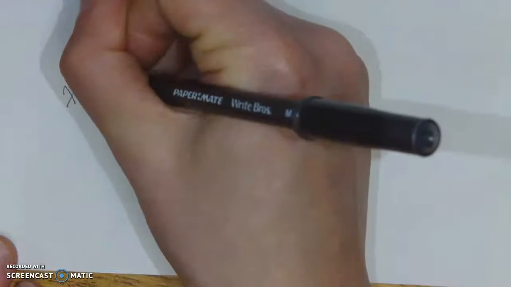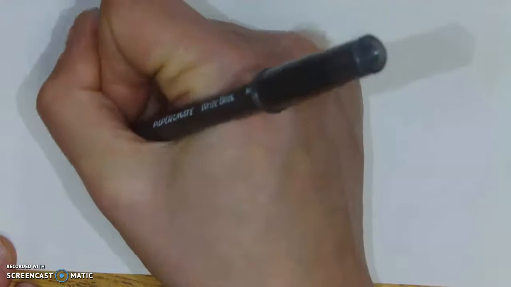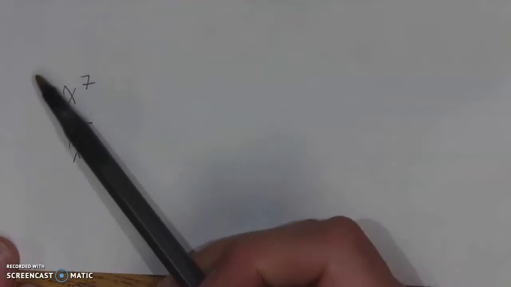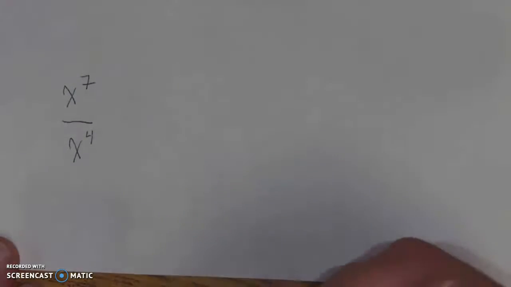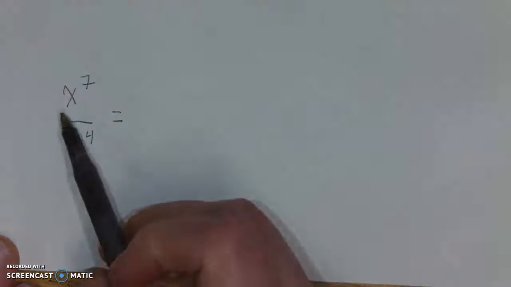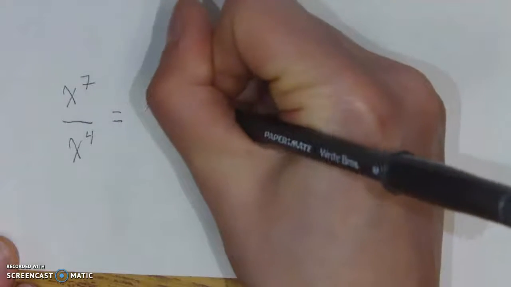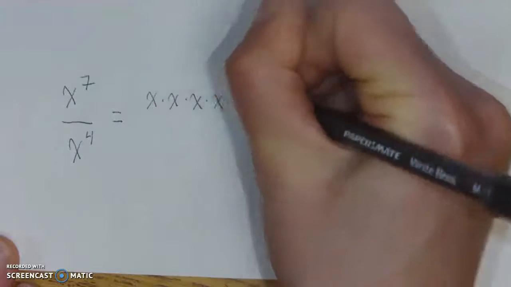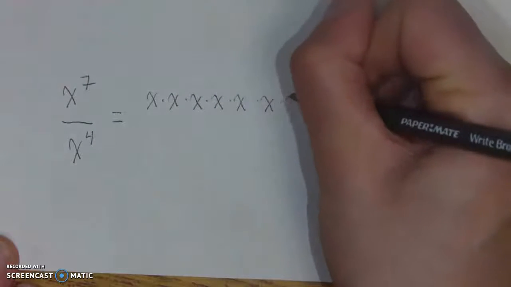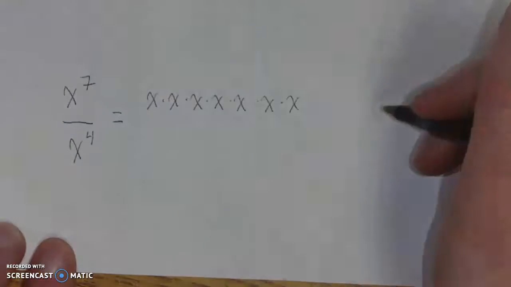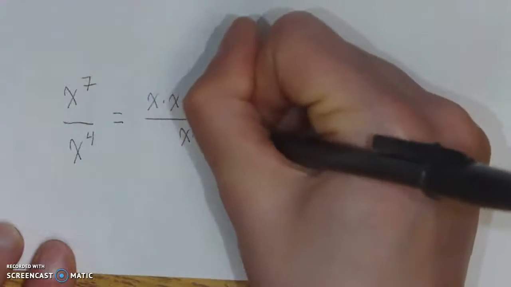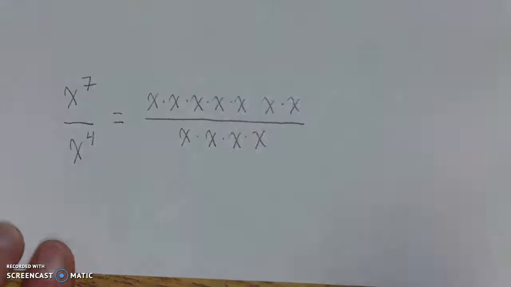Let's say I had x to the 7th over x to the 4th. And I wanted to find a way to write that as one neat little expression. Let's think about what's happening here practically. Along the top, I've got x multiplied by itself 7 times. So I'm going to write that out. 1, 2, 3, 4, 5, 6, 7, x is being multiplied. That's x to the 7th. Along the bottom, I've got 4 x's being multiplied. So x times itself 4 times.